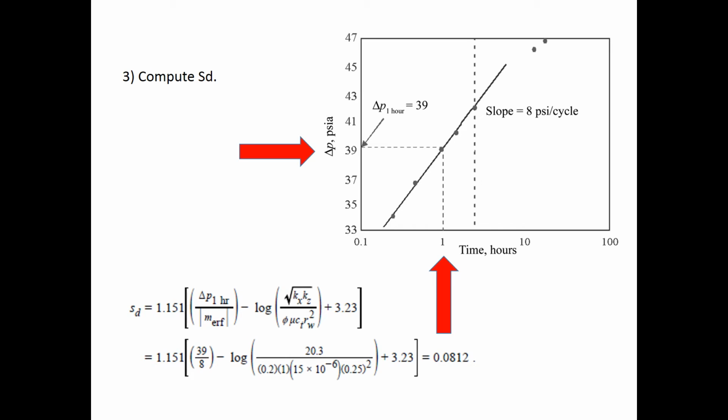Then we calculate the value for the skin. As I mentioned earlier, the value of delta P at 1 hour can be obtained from the graph, which is 39. Put it back into the original equation of the skin, and we get St equal to 0.0812.